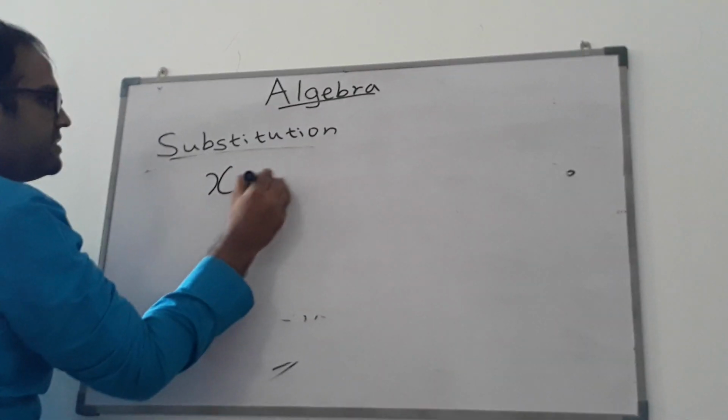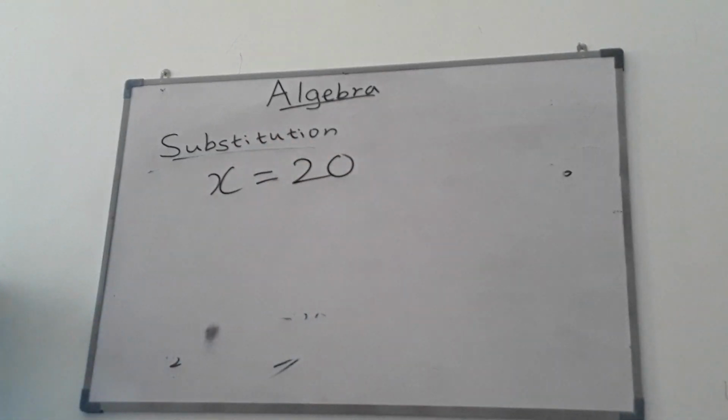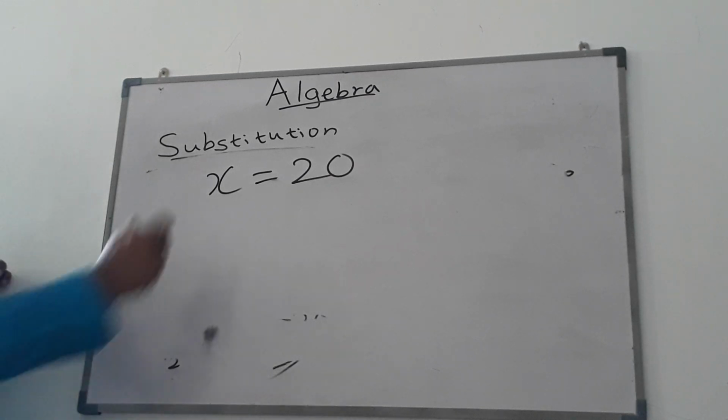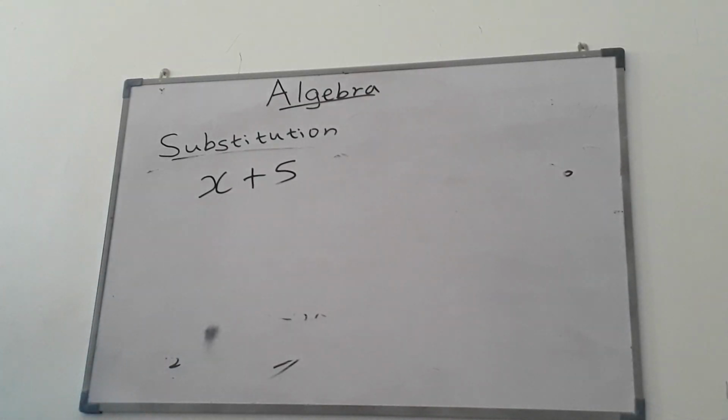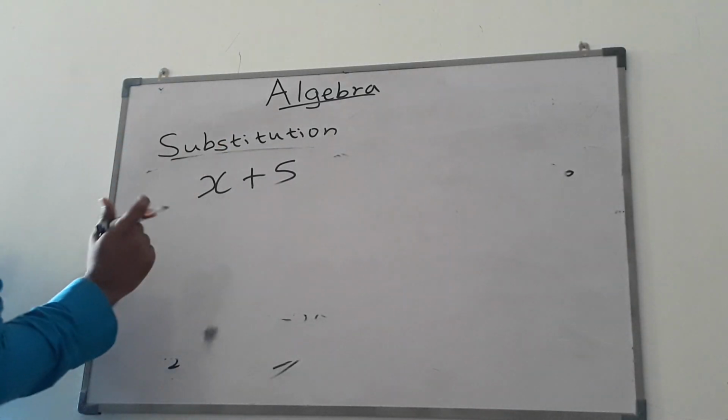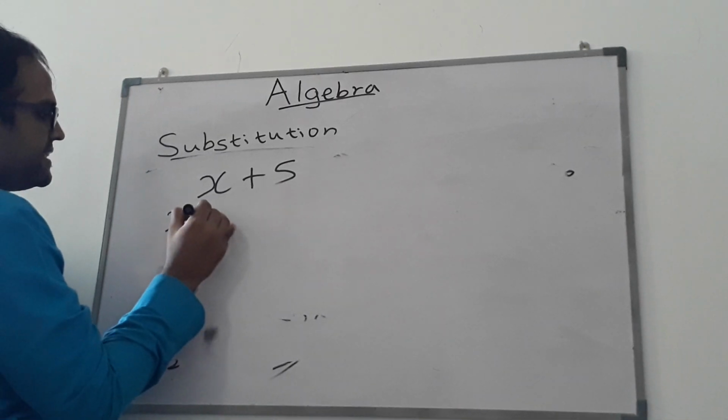X equals 20. Okay, now suppose an expression like this is given, x plus 5. Now we can't add x and 5 because x is an algebraic term. And they say x equals 20. That means instead of x we can write 20, or we can substitute x to 20.